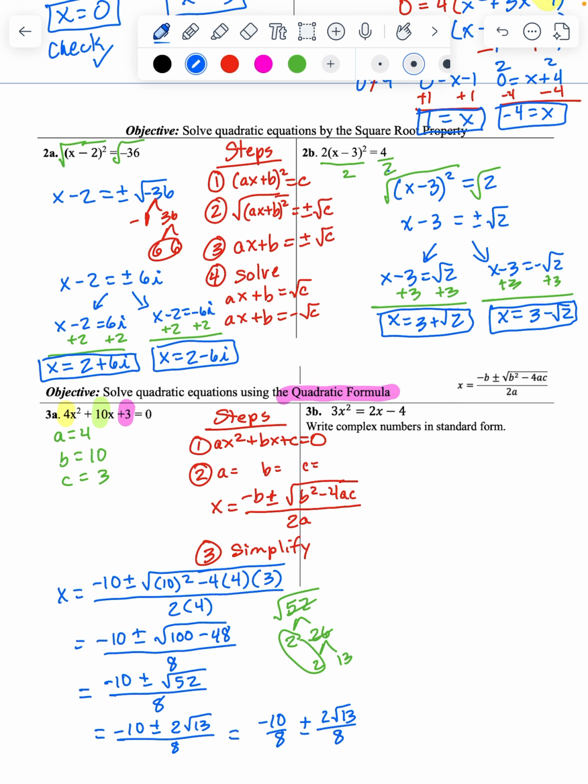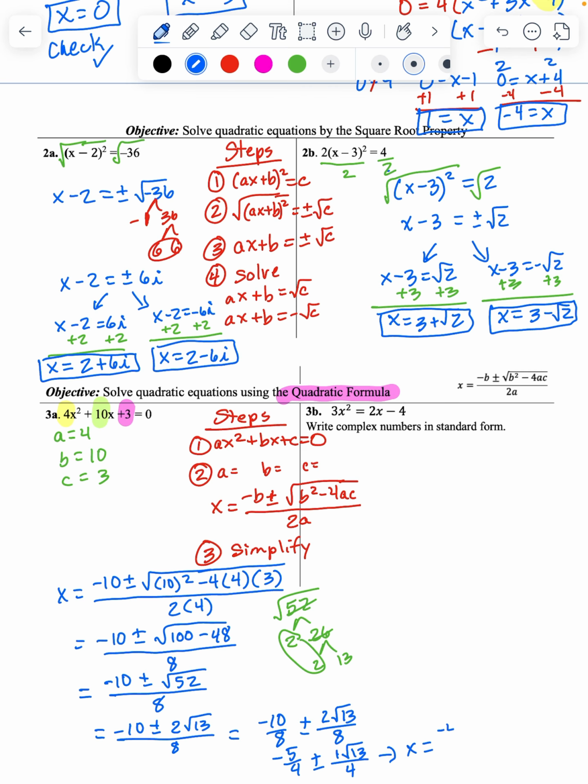by reducing those numerator, both pieces, as much as possible. So negative 10 over 8 will become negative 5 over 4. And that's plus or minus 2 over 8 times the square root of 13 will become 1 over 4. You can write the 1, you don't have to. For my open math, those two answers need to be written separately.